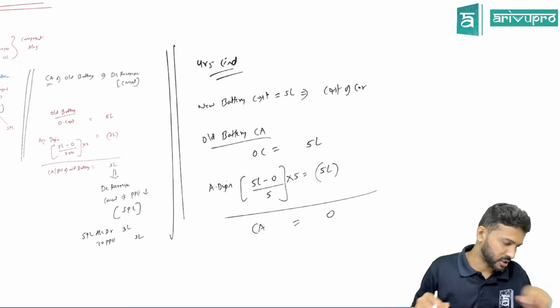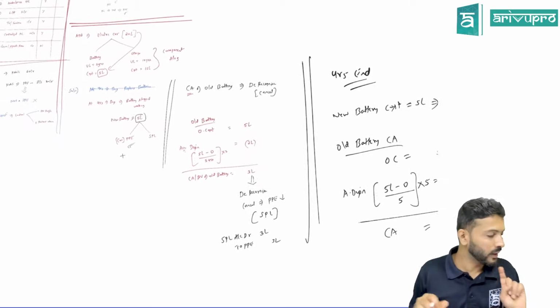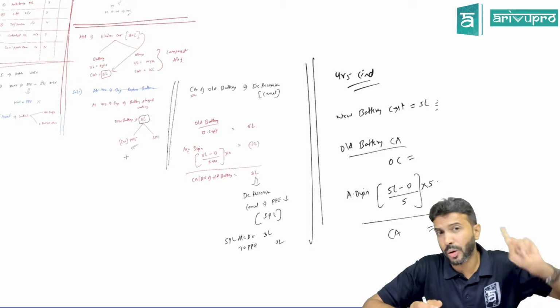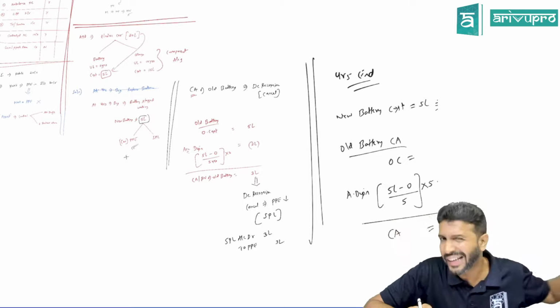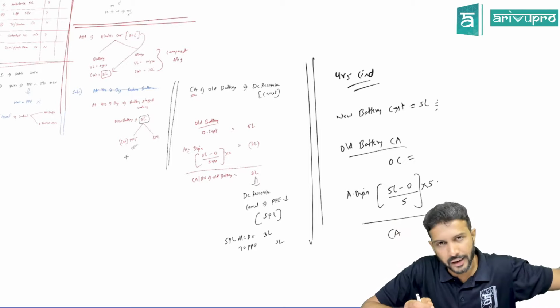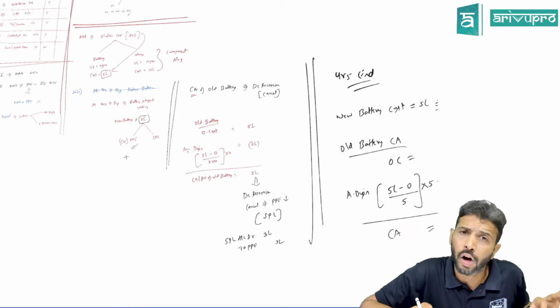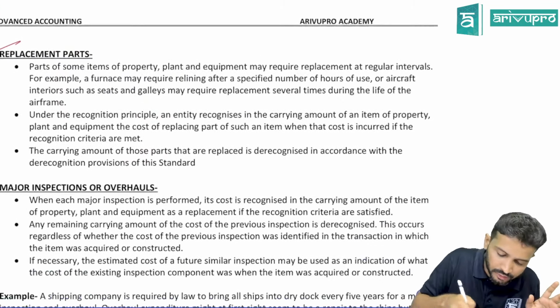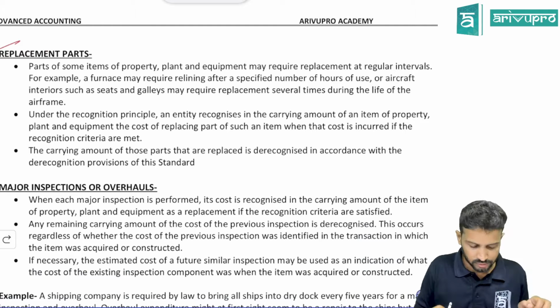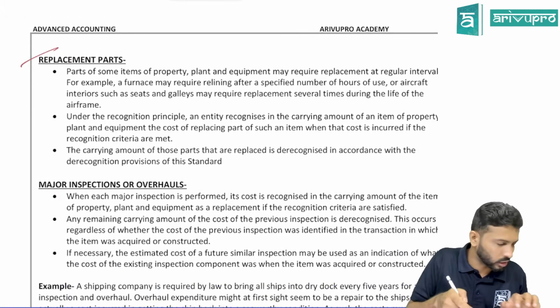Great. Awesome. All right. So just now we learned the replacement part concept. So what is the concept of replacement part? The old part's carrying amount you derecognize, meaning transfer it off to P&L. The new part's cost you add to the cost of the original equipment, that is PPE. That's all the concept is. That's all they've given over here.